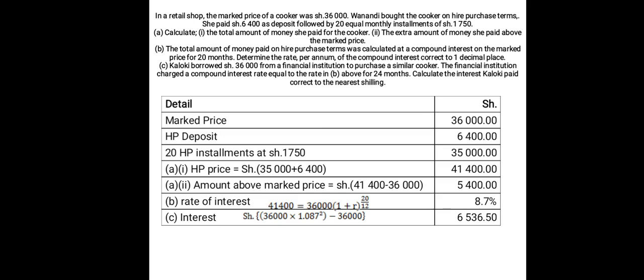Now, the last part, we have been asked the interest that Kaloki paid. The interest that Kaloki paid, we shall take the total amount he paid the bank minus what he borrowed, and we get that the interest paid was 6,536 shillings and 50 cents.